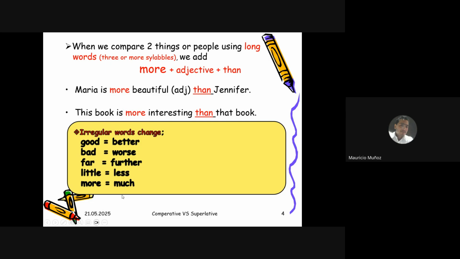Both pronunciation and spelling are totally different. For example, you see, good, better, bad, worse, far, farther, little, less, more, much. Obviously, in column number one, they are adjectives in the positive, and this is the first degree, which is the comparative.